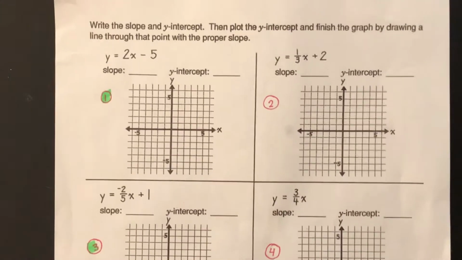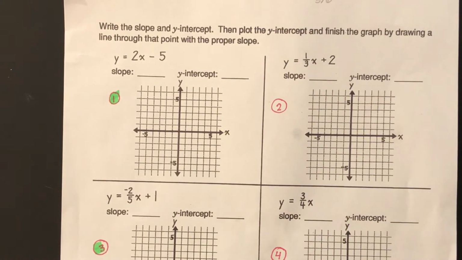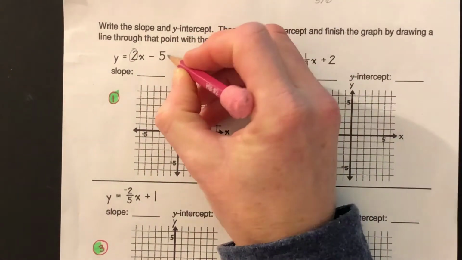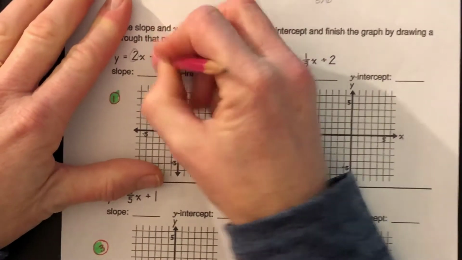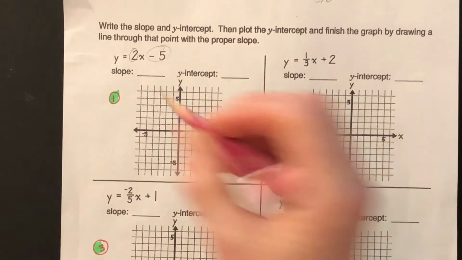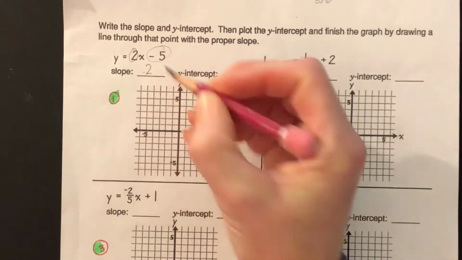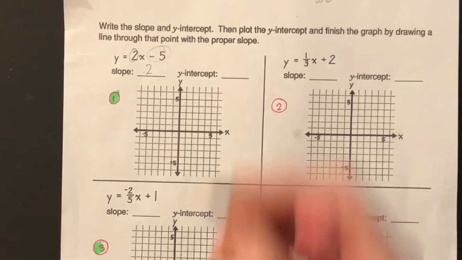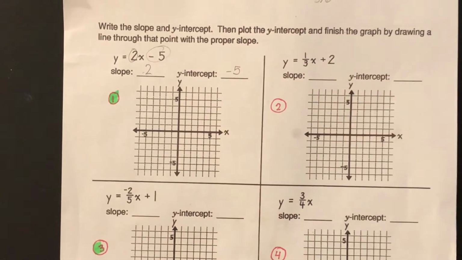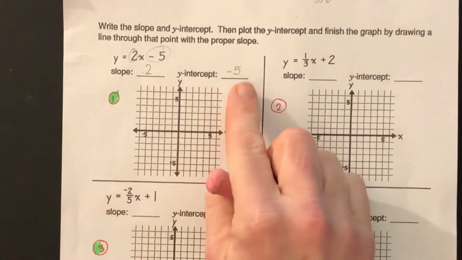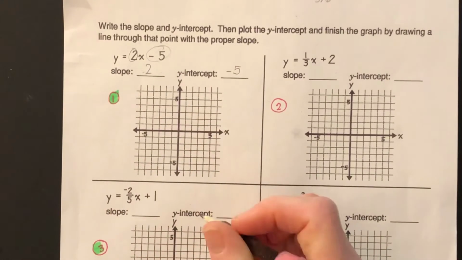Starting with number 1, y equals 2x minus 5. Let's first identify the slope. The slope is here. The y-intercept is here. The slope for number 1 is 2. The y-intercept is negative 5. Given that, all we need is the slope and the y-intercept, and we can go ahead and graph the line.